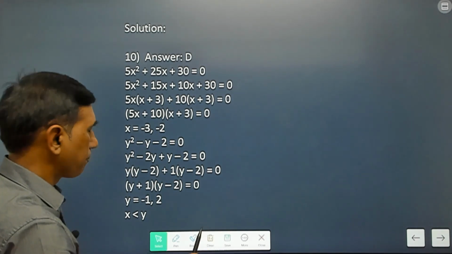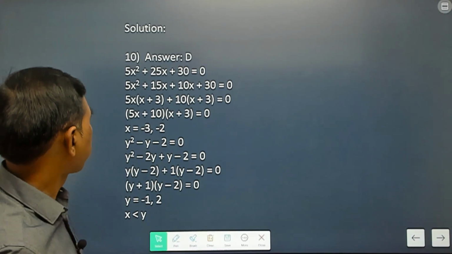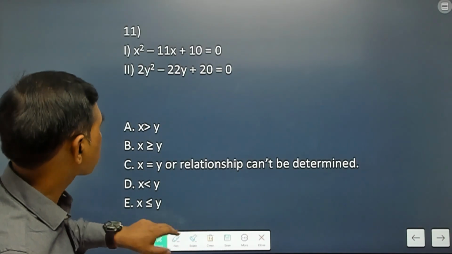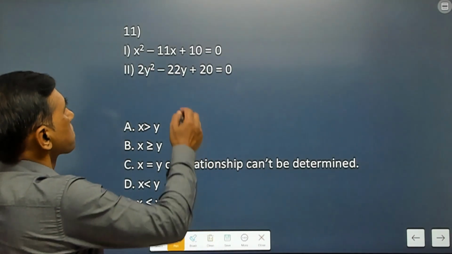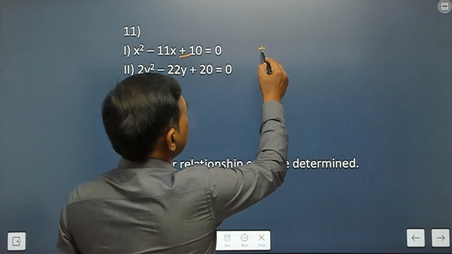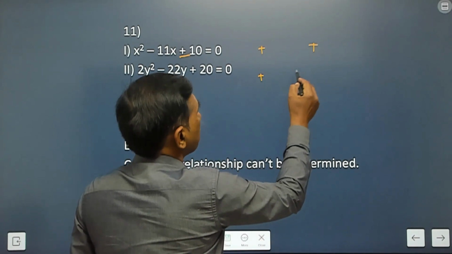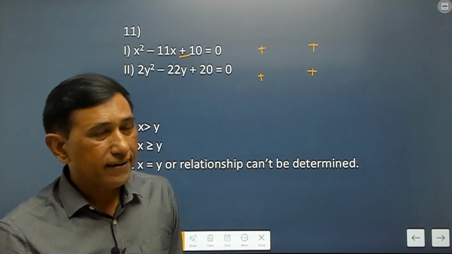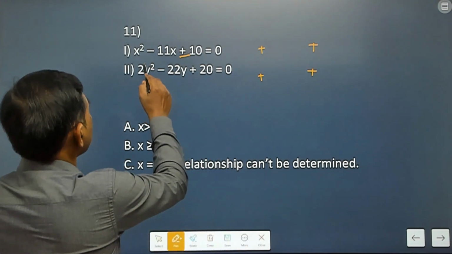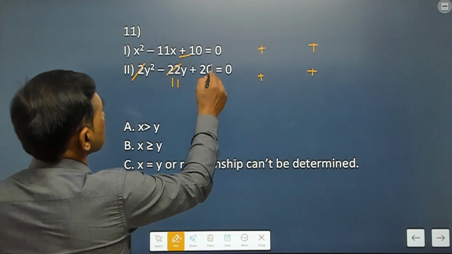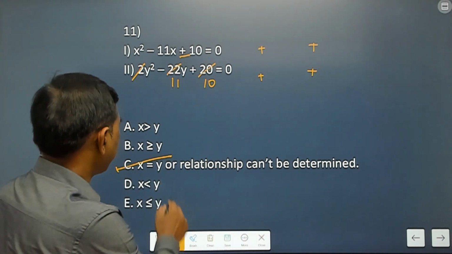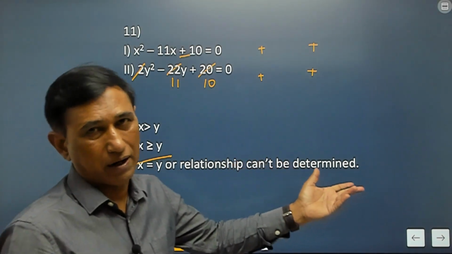I hope things are clear. Minus 3, minus 2, minus 1, 2. This is plus. Both roots would be positive. When both roots are positive, in that case, the bigger one will be bigger. Here, it is same, so there is no need to do anything. The relationship can't be established.